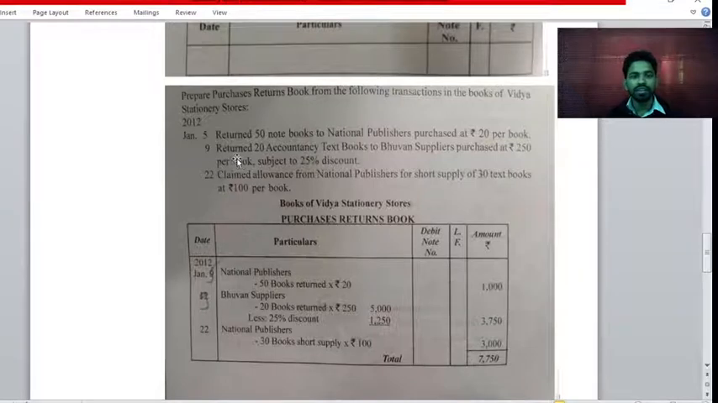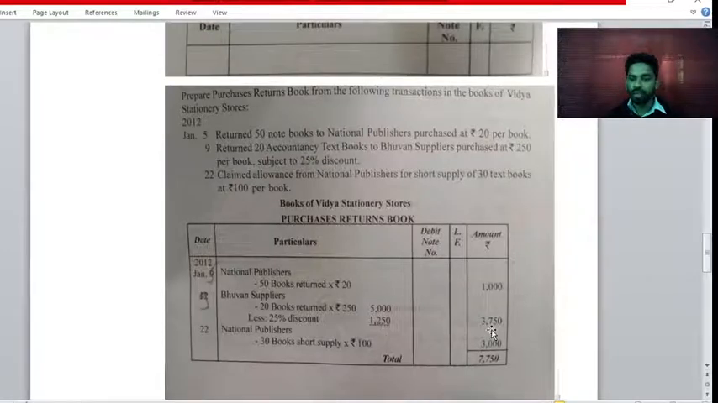Next, return 20 accountancy textbooks to one supplier, purchased at 250 per book, subject to 25% discount. First of all we do 20 into 250, which gives a total of 5000. From this 5000 we have to subtract the discount. 25% discount on 5000 is 1250. So the remaining 5000 minus 1250 is 3750.